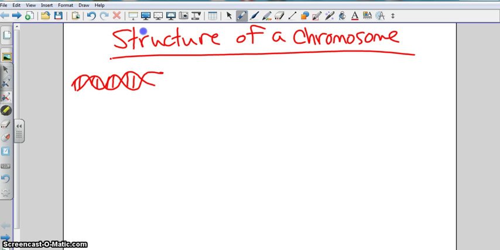DNA is going to wrap up around proteins. Does anybody remember what those proteins are called? Yes, you need to write this down. They started with an H. Histones. So it wraps up around proteins called histones. And so we get DNA wrapped up and coiled up around these histones, like so.